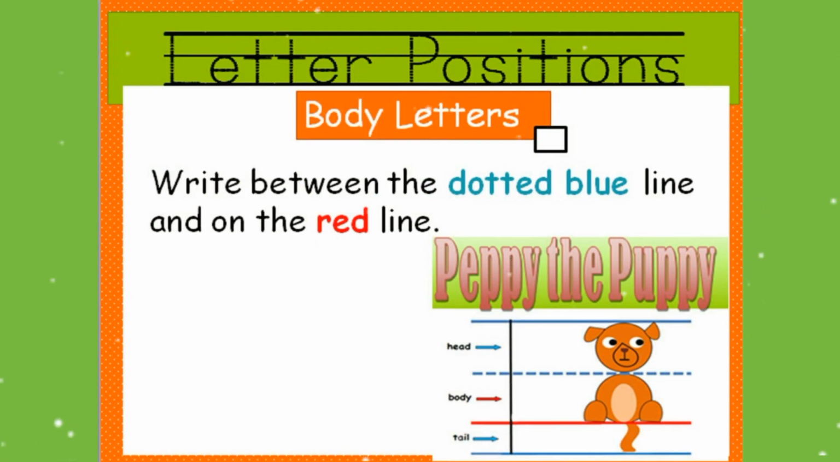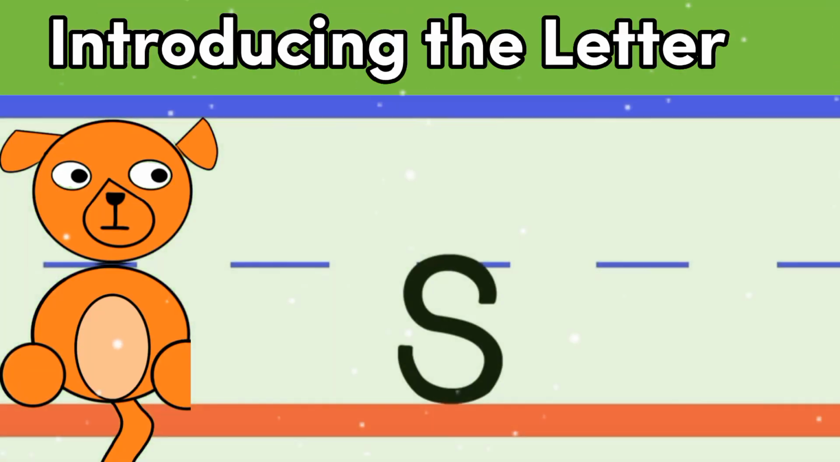Now let's write our letters like Peppy the puppy. Always remember that with body letters, you write between the dotted blue line and the red line. Let's try our letters like Peppy the puppy. Write the letter S in your Penmanship Puppy Lines book. Now, let's try it on the paper.